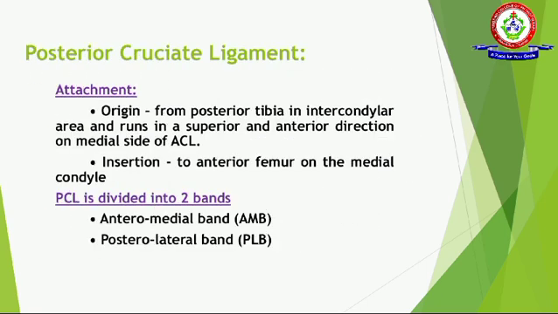Next, posterior cruciate ligament attachment. It gets originated from posterior tibia in intercondylar area and runs in a superior and anterior direction on medial side of ACL and get inserted into the anterior femur on the medial condyle. PCL is also divided into two bands, anterior medial band and posterior lateral band.